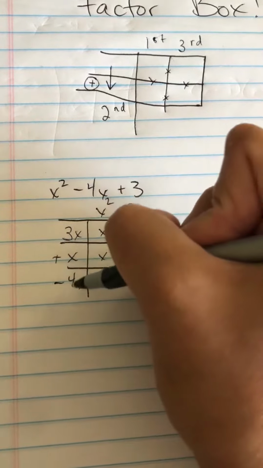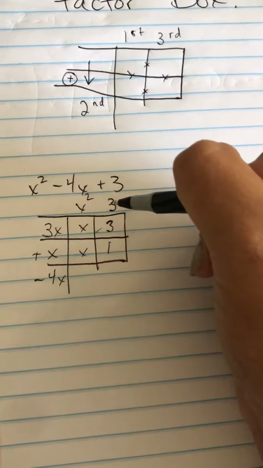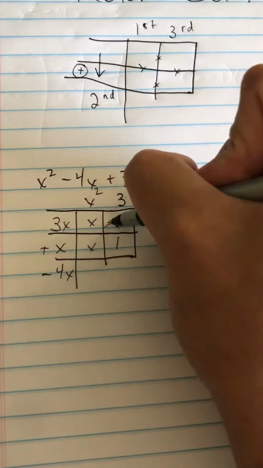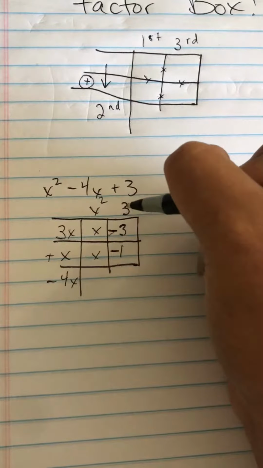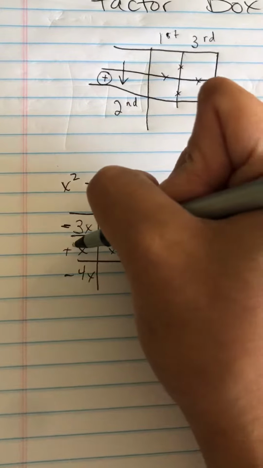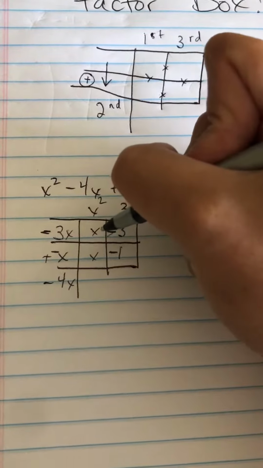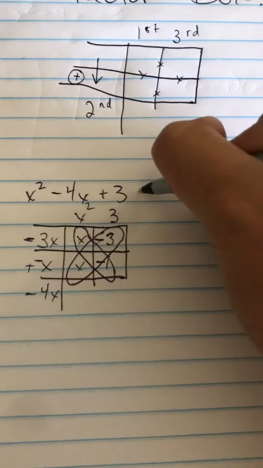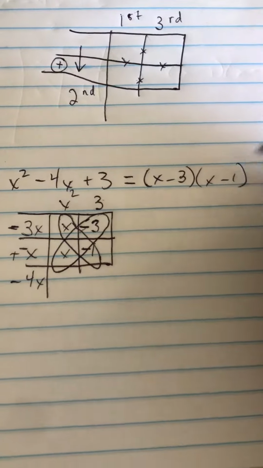But if we add that down, that doesn't work. That's not negative 4x. So we need to come here and reevaluate. What else can we do to get a positive 3 here? Well, a negative times a negative is a positive. So a negative 1 times a negative 3 would be a positive 3. So when we multiply that across, we will get a negative 3x, a negative x, and that does, in fact, add up to negative 4x. Our factors are on our diagonals. So this factored is x minus 3, x minus 1.